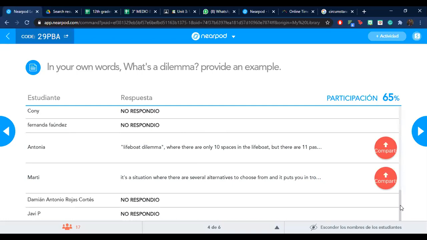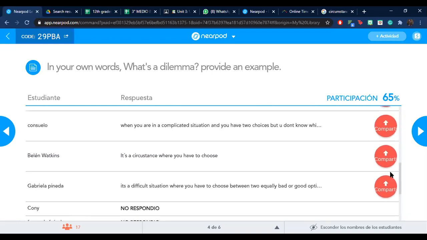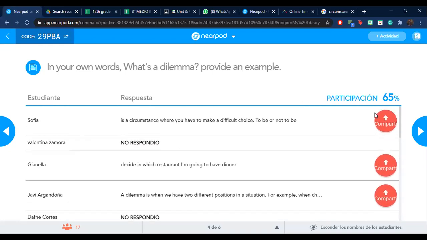65% participation. I don't know what happened with Coney, with Javi, Pedreros, with Miss Faundes, Miss Daphne, Miss Valesaura. Please let me know in the comments or in the chat. All right, let's continue then.